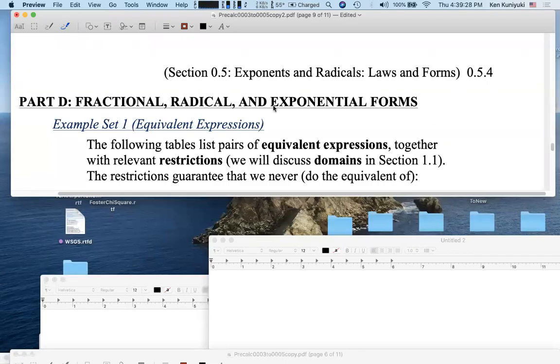Hi, everyone. We're going to talk about equivalent expressions involving fractions, radicals, and powers, or expressions with exponents. This is really key in calculus. You have to know this. It's your bread and butter. Because sometimes when you take derivatives and integrals of expressions or functions, it's important to rewrite them. So we're going to consider pairs of equivalent expressions together with relevant restrictions, including hidden restrictions.